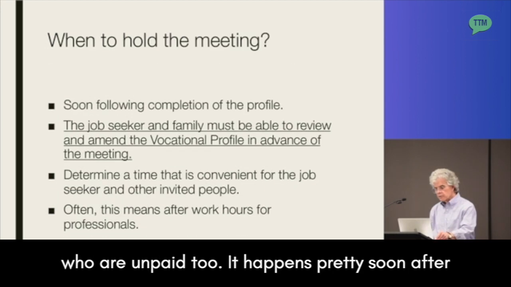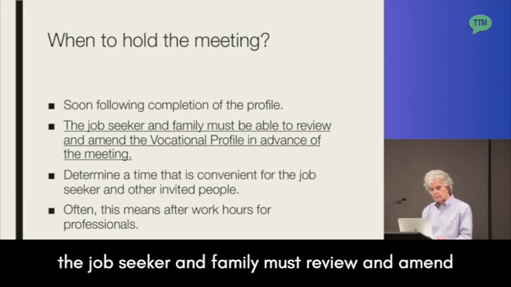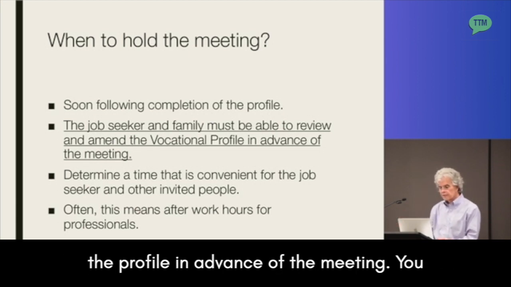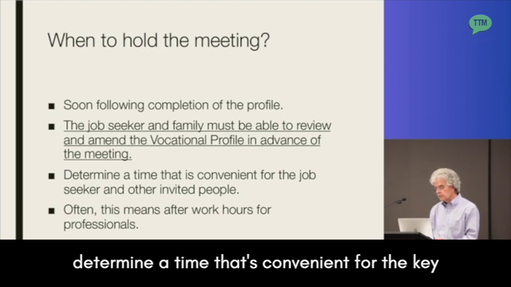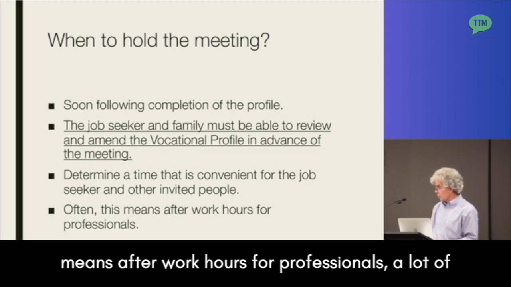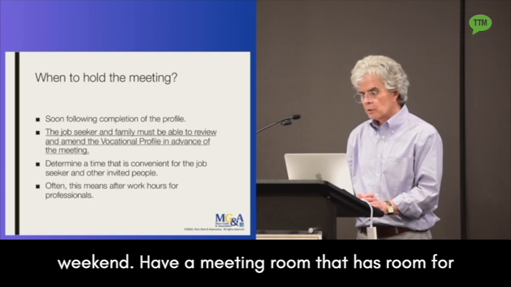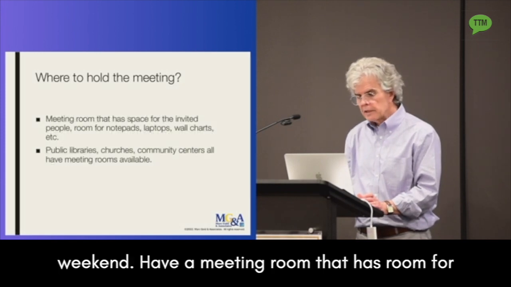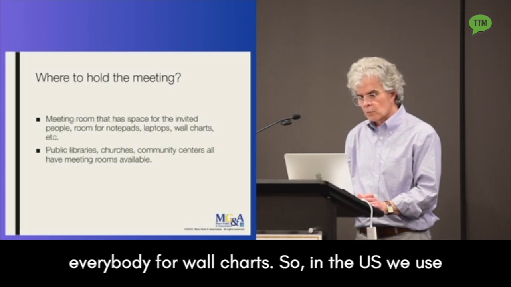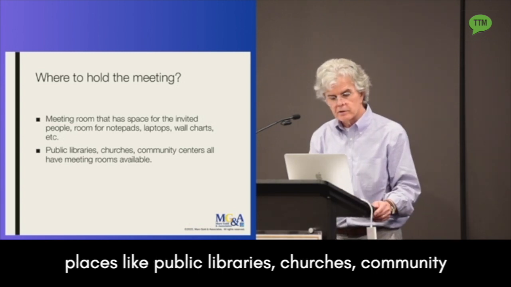It happens pretty soon after completion of the profile. Everybody agrees to it. The job seeker and family must review and amend the profile in advance of the meeting. You determine a time that's convenient for the key people to be there, and often this means after work hours for professionals. A lot of these end up being in the evening, maybe on the weekend. Have a meeting room that has room for everybody and for wall charts. In the U.S., we use places like public libraries, churches, and community centers.